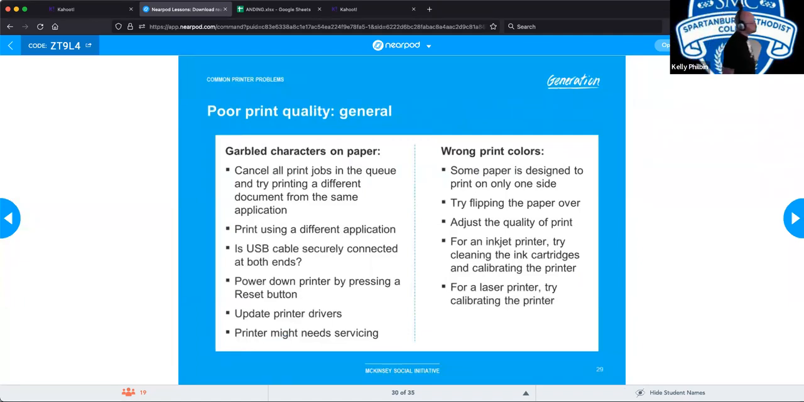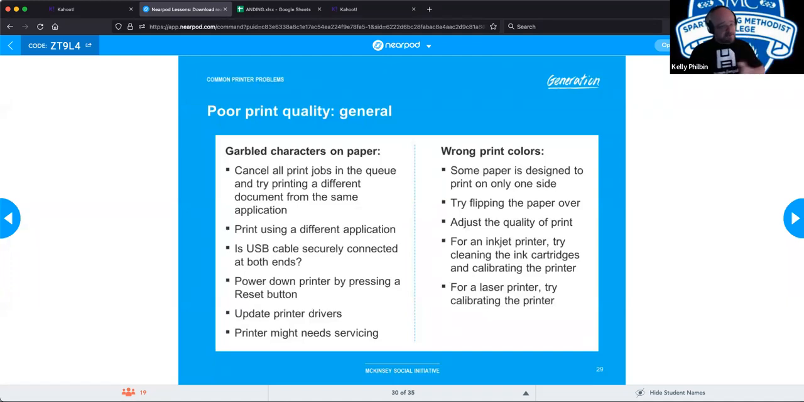All right. Poor print quality. I want you to memorize these two words, garbled text. If ever you hear those two words, the only answer that is acceptable is update drivers. So garbled text, it's like, when you're starting to print something out, I'm sure you've had this, where you print it out and it looks like a whole bunch of just random symbols on the page, makes no sense whatsoever.